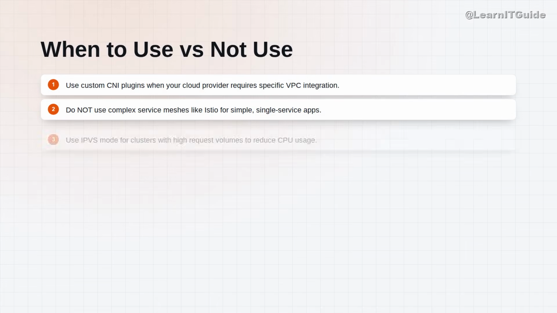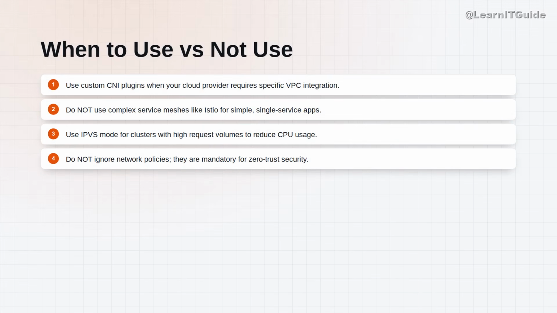When should you use these tools? Use custom CNI plugins only if your cloud provider requires specific VPC integration. Do not use complex service meshes like Istio for simple single service apps. Use IPVS mode for clusters with high request volumes to reduce CPU overhead. And never ignore network policies. They are mandatory for a zero trust architecture. These are the rules every senior engineer follows.